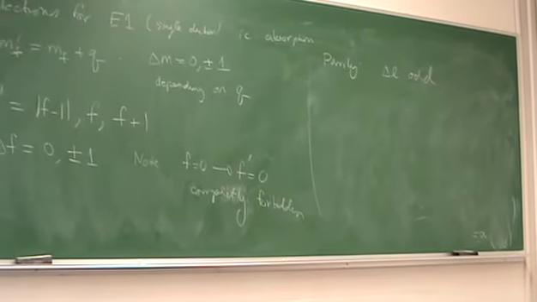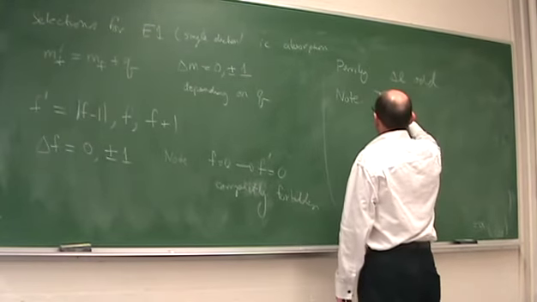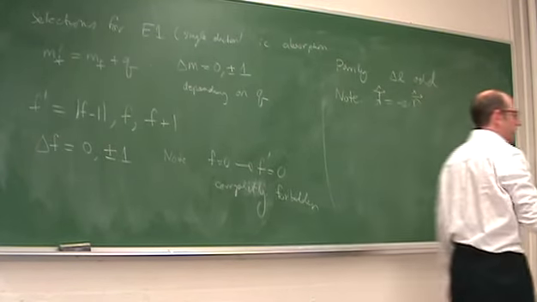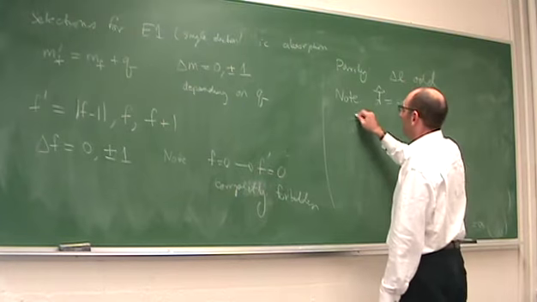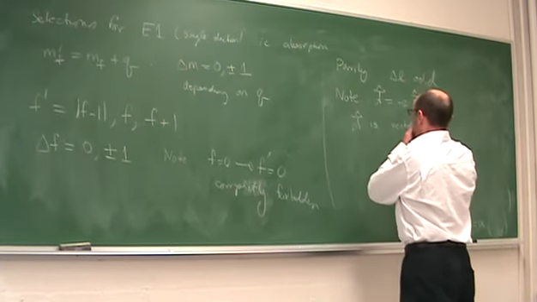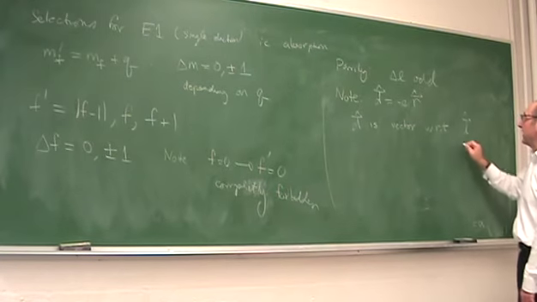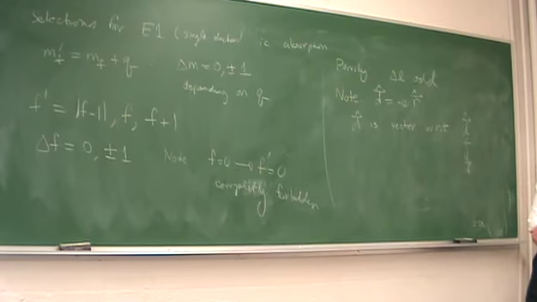What is D? D is the charge of the electron times the relative position of the electron to the nucleus. D is a vector with respect to L. It is a vector with respect to J, and it is a vector with respect to F. That's why I was able to use the Wigner-Eckart theorem with respect to F as the good quantum number.